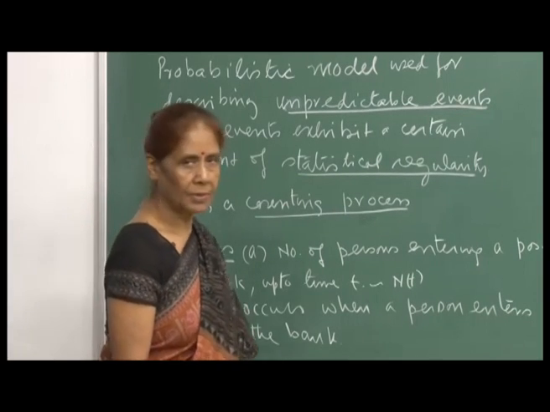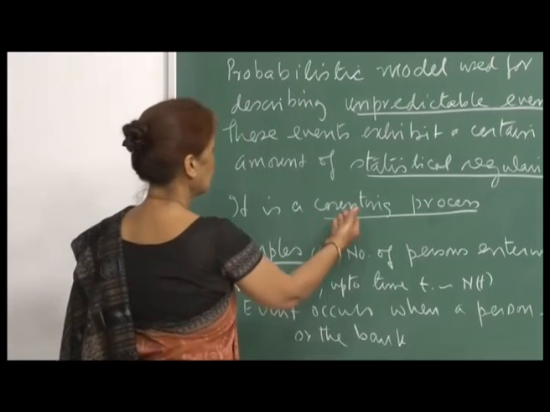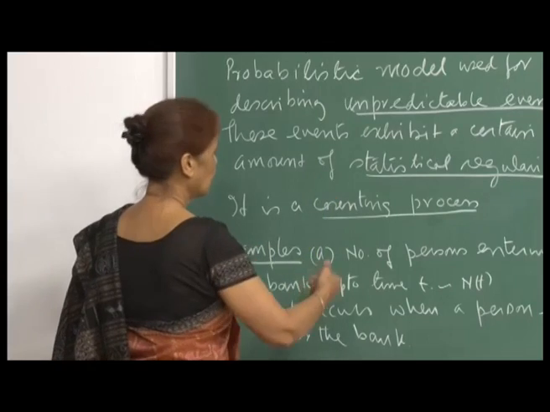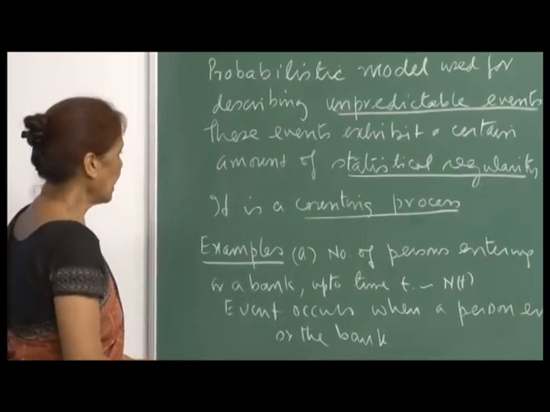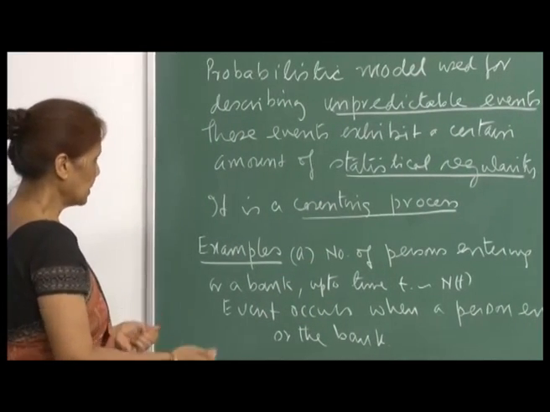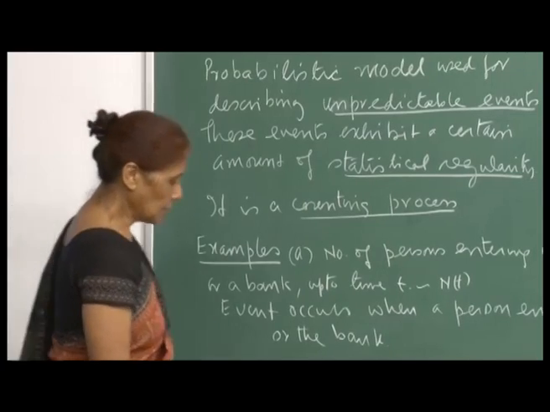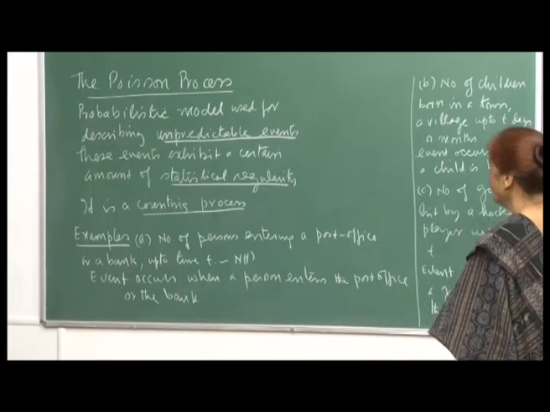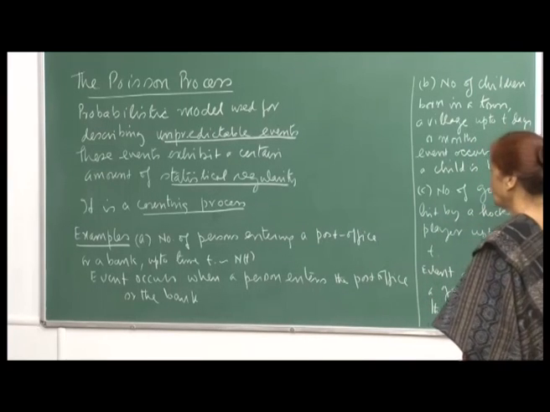These events exhibit, or approximately exhibit, statistical regularity, and essentially the Poisson process is a counting process. That means these unpredictable events get counted by the model that we will create here, and a lot of decisions and conclusions can be based on this counting process. This is what we will see in the next couple of lectures.